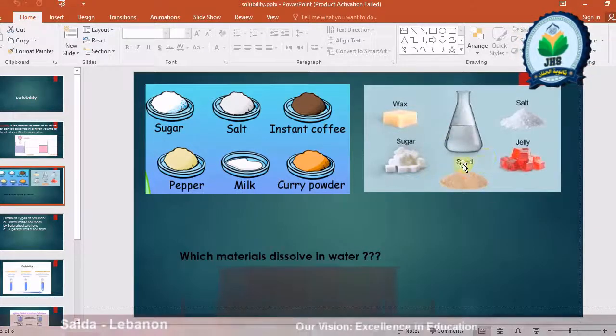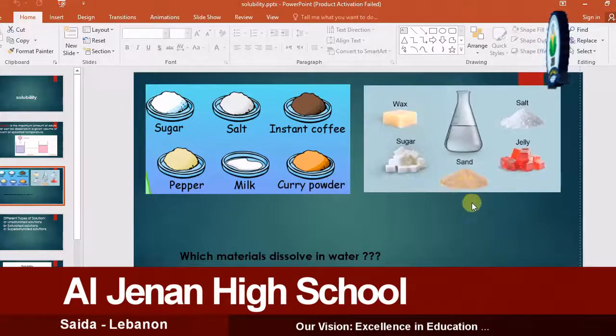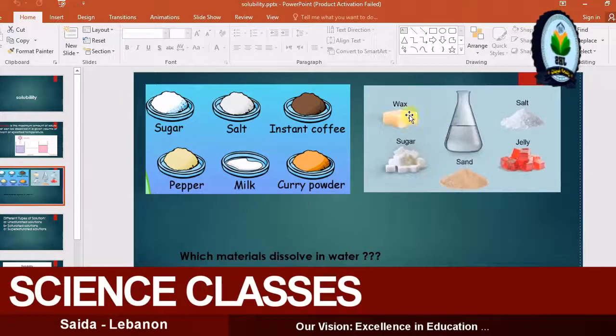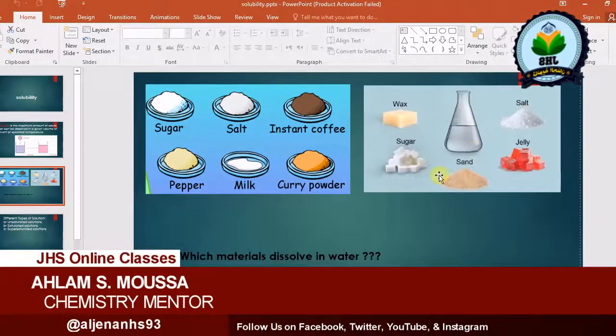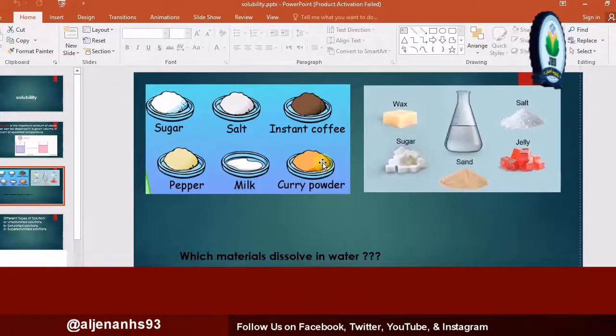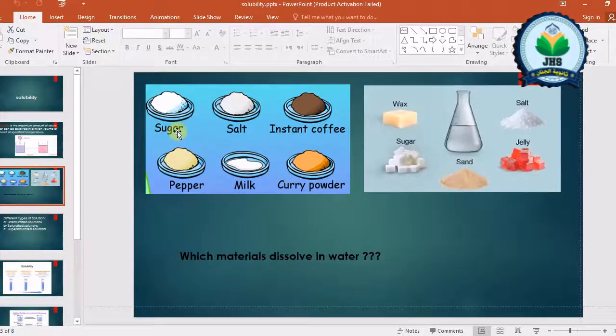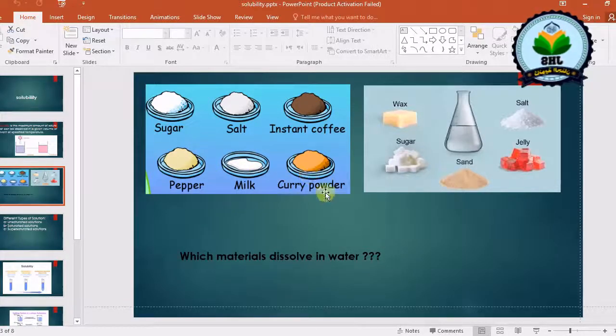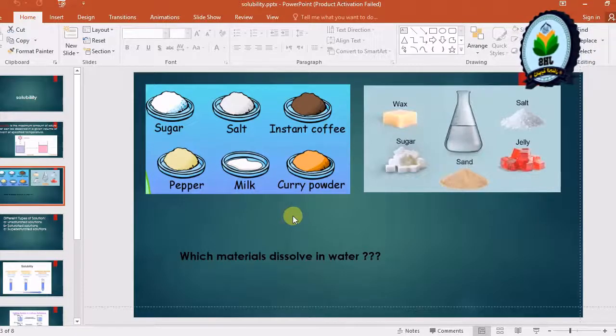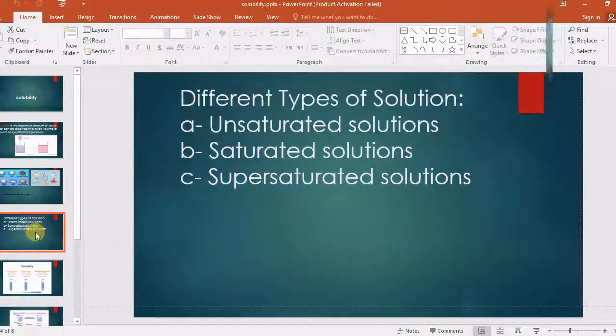If you focus well, the sand, of course, cannot dissolve in water. Even the wax, which contains oil, cannot dissolve in water. While salt and sugar, for sure, dissolve in water. Let's move to the second picture. We have sugar, it dissolves in water. We have salt, it dissolves in water. Coffee needs warm water in order to dissolve, but it also dissolves in water. Even here, pepper, milk, and curry powder, all of them dissolve in water.